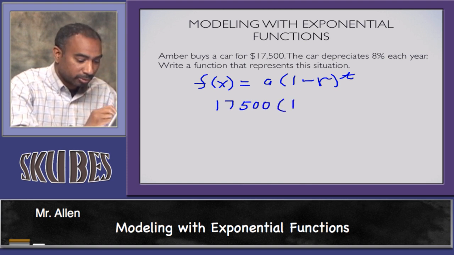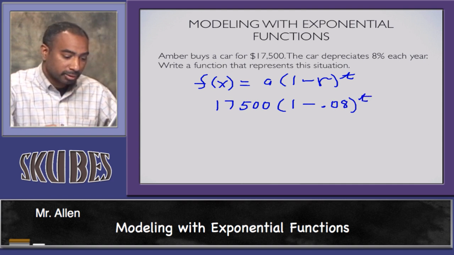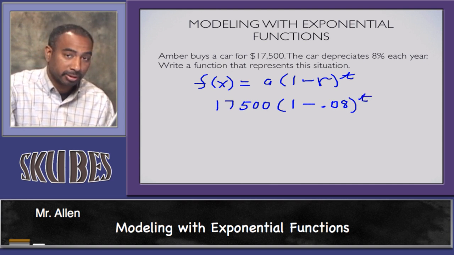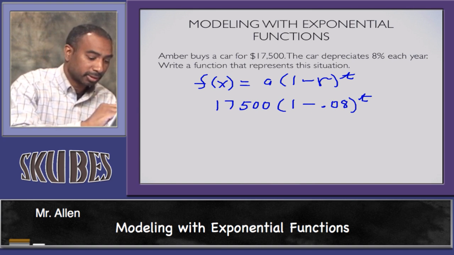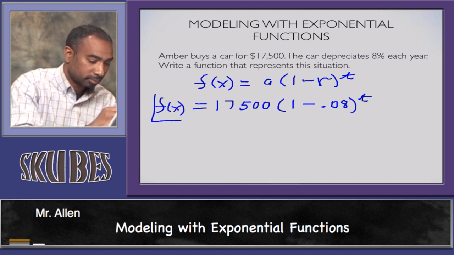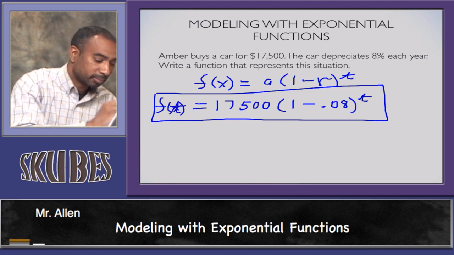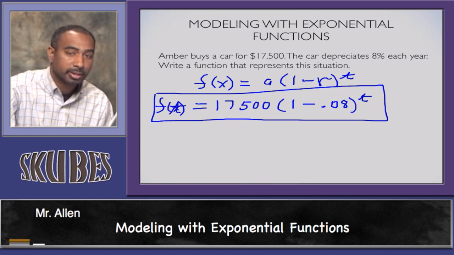And part of the formula is 1 minus, and the rate is 8%. So you can write that as a decimal as 0.08. And over time, t represents the time in years. So this will be the function, or in this case, f of t, I should say, because for t you're going to input the time.